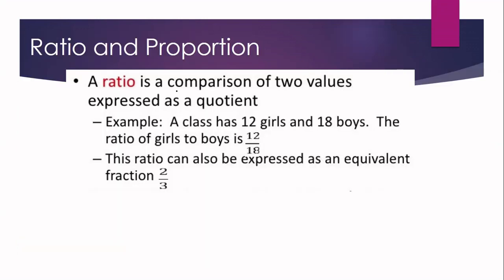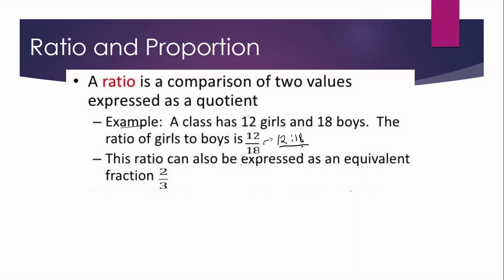It is all about similarities, and the first topic is ratio and proportion. A ratio is a comparison of two values or two quantities that can be expressed as a quotient. For example, a class has 12 girls and 18 boys, then the ratio of girls to boys is 12 over 18, or it can be expressed also as 12 is to 18. So you can express the ratio in two manners.